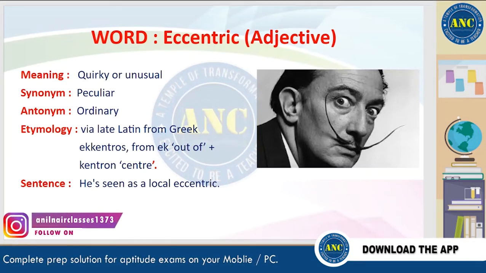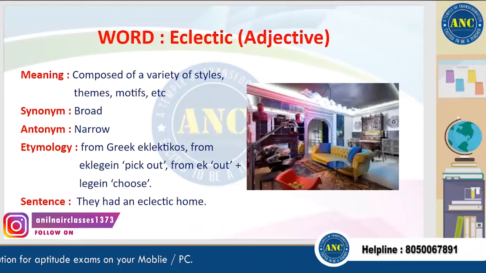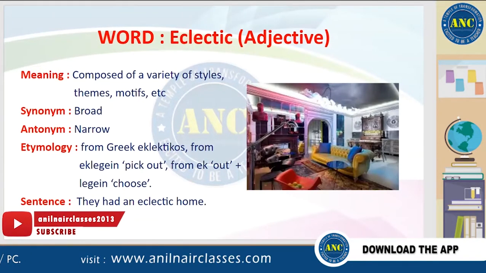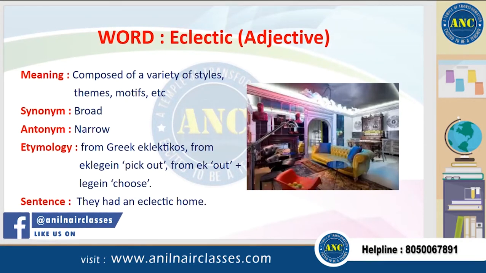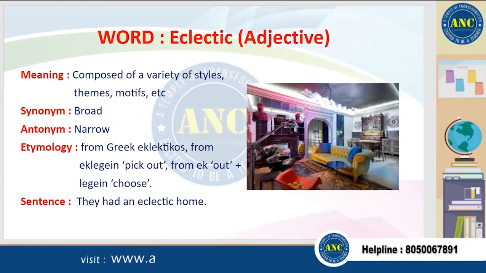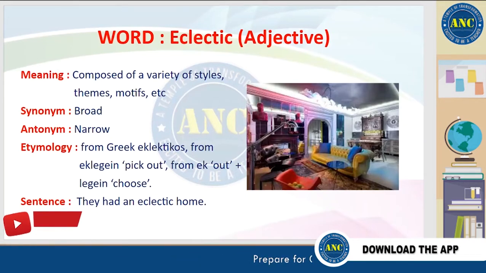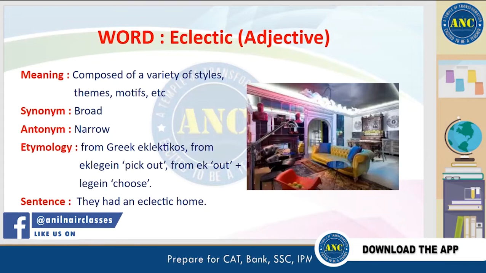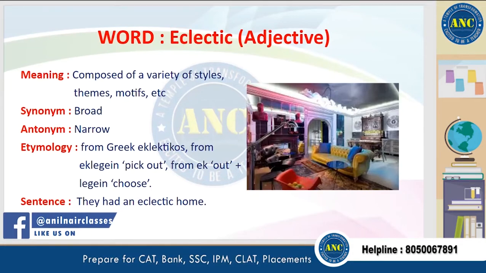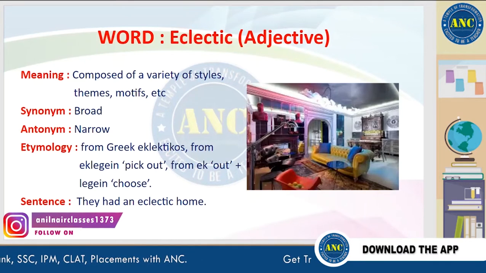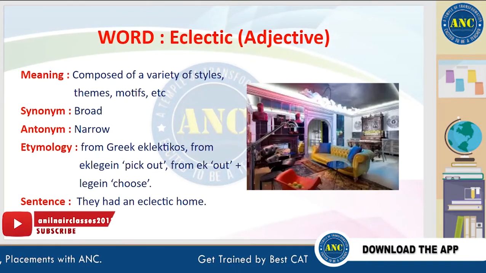Moving on to the next word, eclectic. Eclectic means composed of a variety of styles, themes, motifs, etc. A synonym for this word is broad, and an antonym is narrow. It is derived from the Greek word which means pick out or choose. A sentence for this word is, they had an eclectic home, just like you see in the picture.